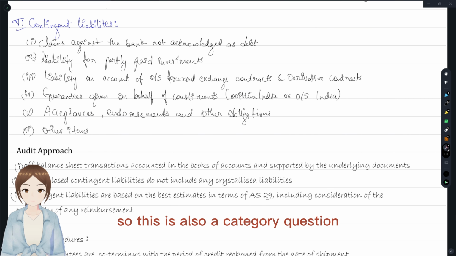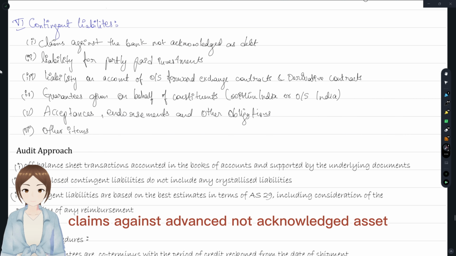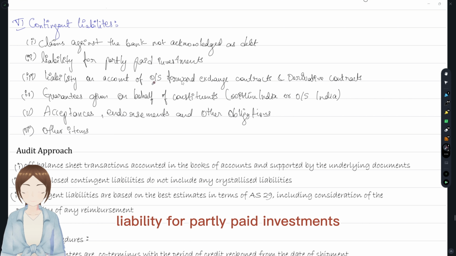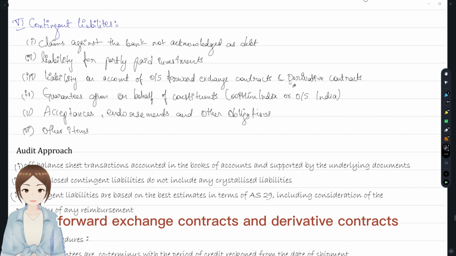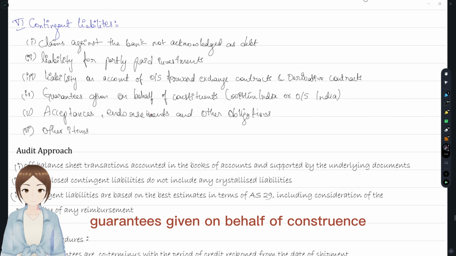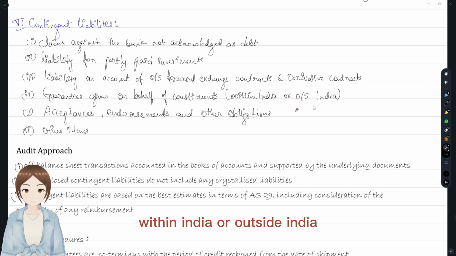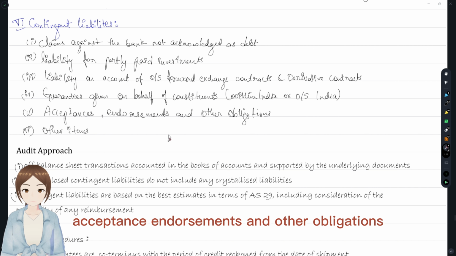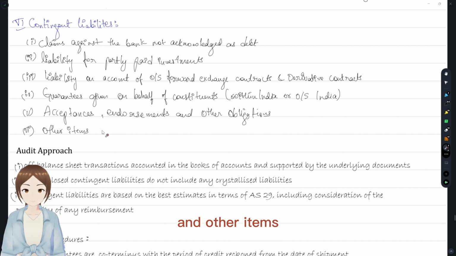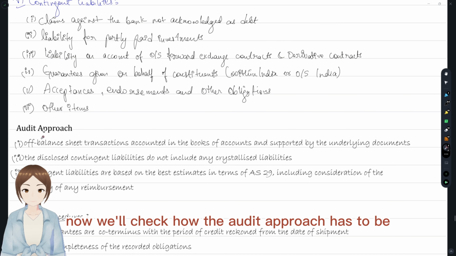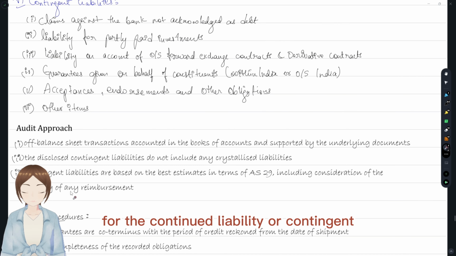So this is also a category question. Claims against the bank not acknowledged as debt, liability for partly paid investments, liability on account of outstanding forward exchange contracts and derivative contracts, guarantees given on behalf of constituents within India or outside India, acceptances, endorsements and other obligations, and other items. Now we'll check how the audit approach has to be for contingent liabilities.